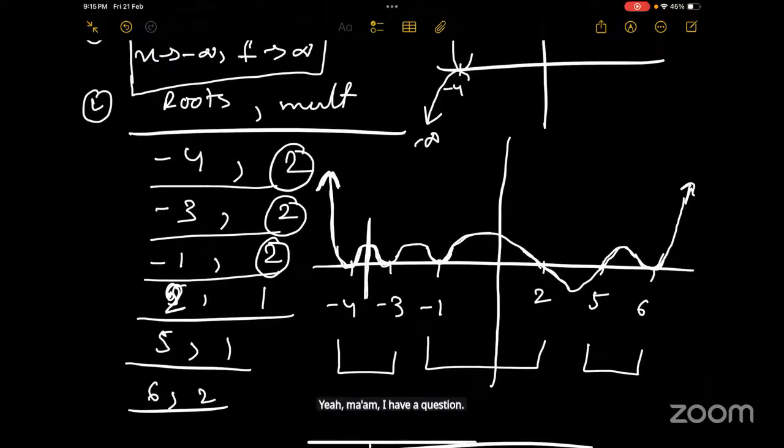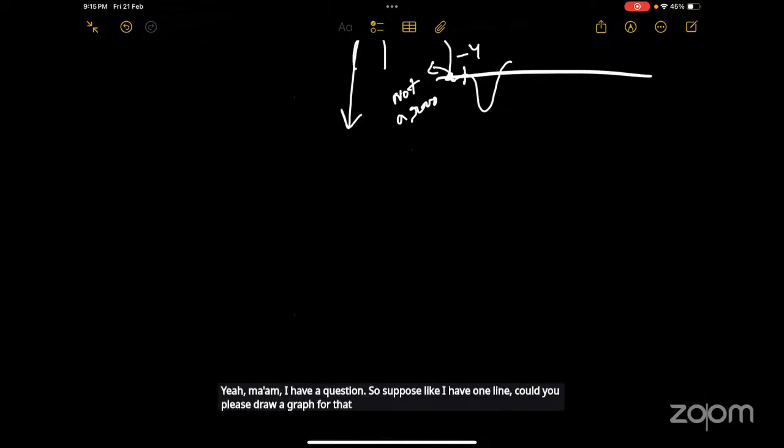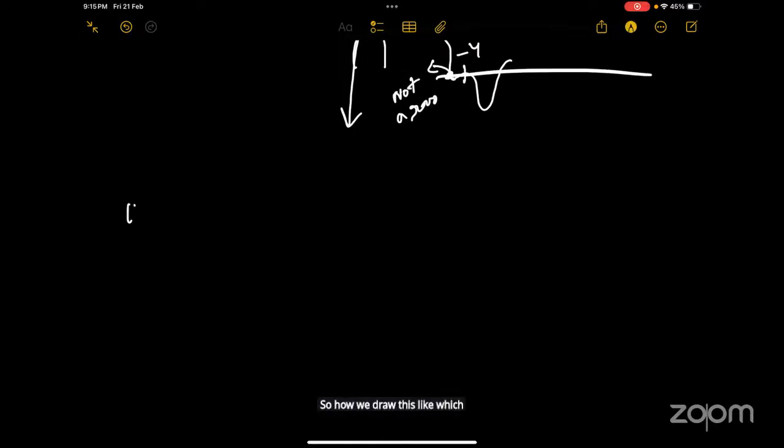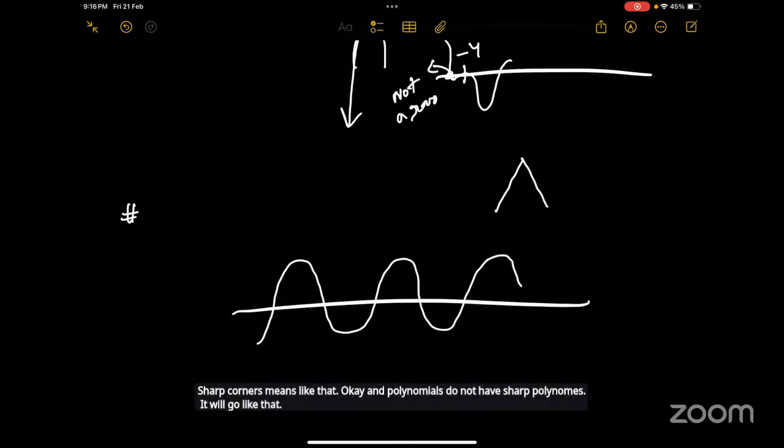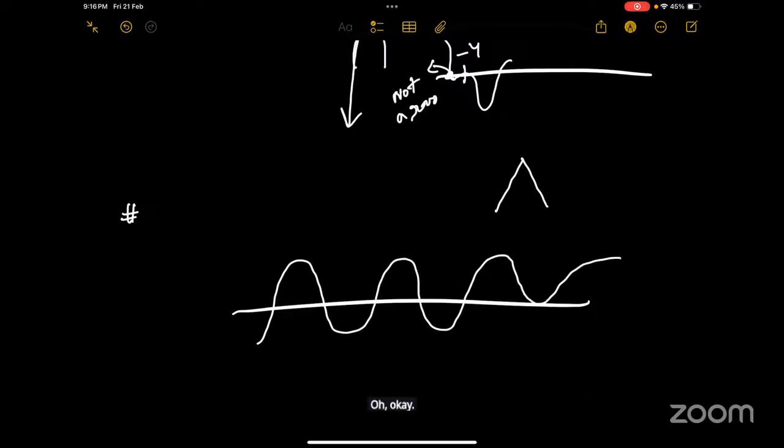I have a question. Suppose a polynomial function of second degree or higher has a graph that does not have sharp corners. How do we draw this, like which does not have sharp corners? Sharp corners means like that. And polynomials do not have sharp corners means it will go like that. So the corner will be like U, not like V. Oh, okay. If it's a sharp corner, then it will not be differentiable at that point, and polynomials are differentiable everywhere. Okay, makes sense. Thank you.